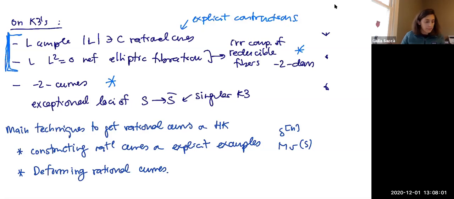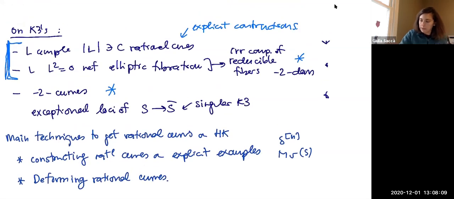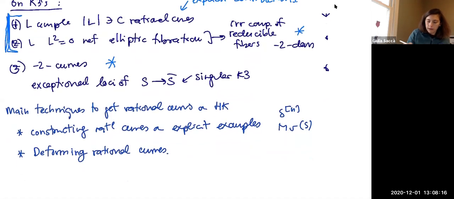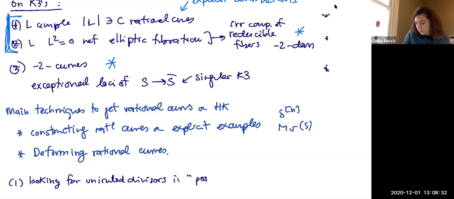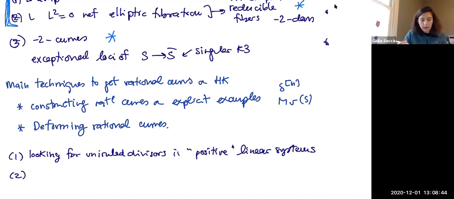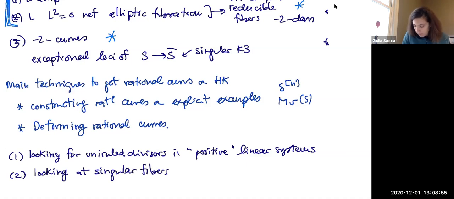Okay, so let me say that the analogs of these three things, maybe I'll give them names, 1, 2, and 3. The analog of 1 will be looking for uniruled divisors in positive linear systems, whatever that means. And the analog of 2 will be looking at singular fibers of Lagrangian fibrations.